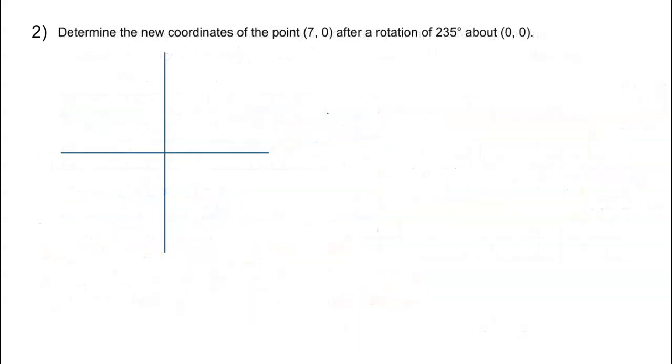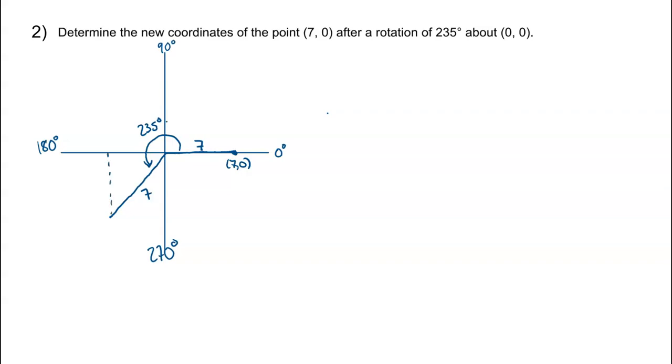This question says, determine the new coordinates of the point (7, 0) after a rotation of 235 degrees about (0, 0). The first thing to remember is that we always start any angles at the positive x-axis and we go in a counterclockwise direction around. So 235 is between 180 and 270, and we can draw it in that quadrant like shown. So what we're doing is taking a line that started at the positive x-axis, and it had an endpoint of (7, 0), which means that the length of the line is 7, and we're turning it all the way around into this quadrant down in the bottom left.